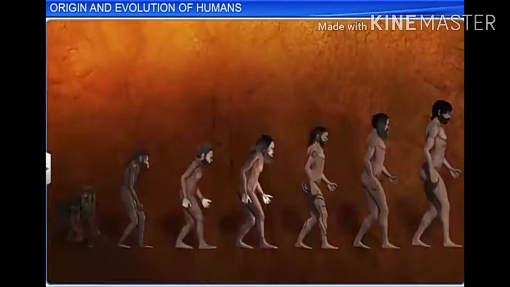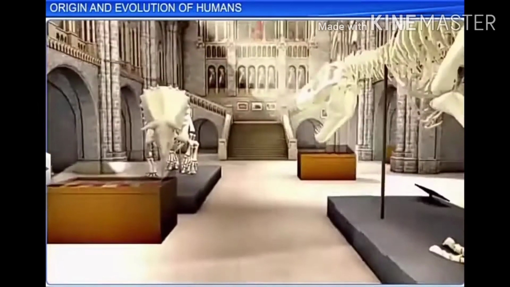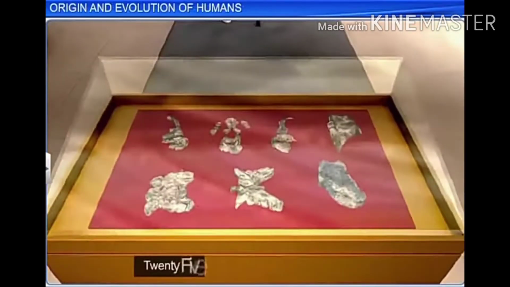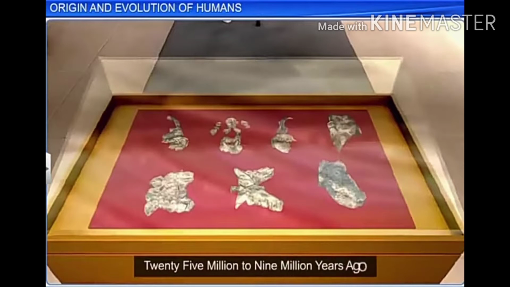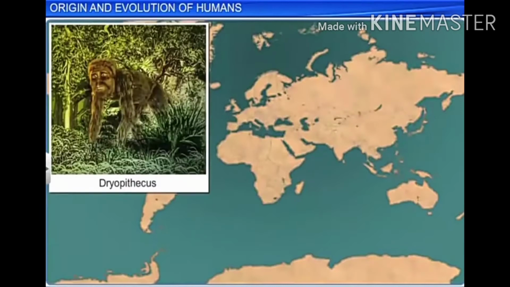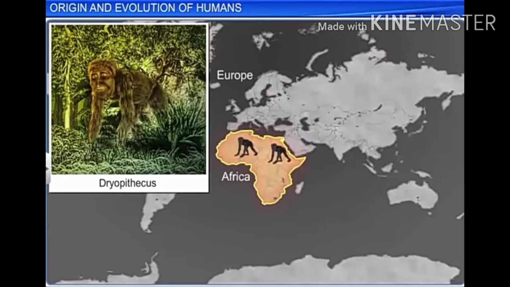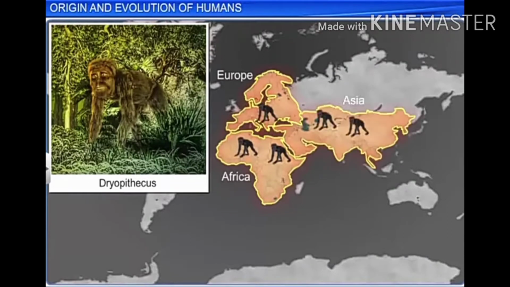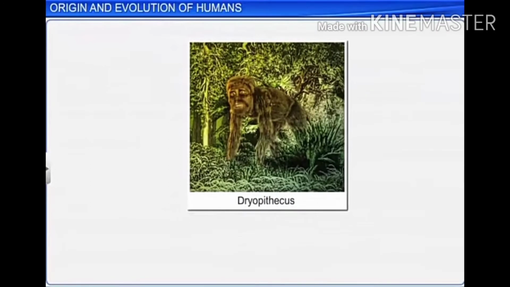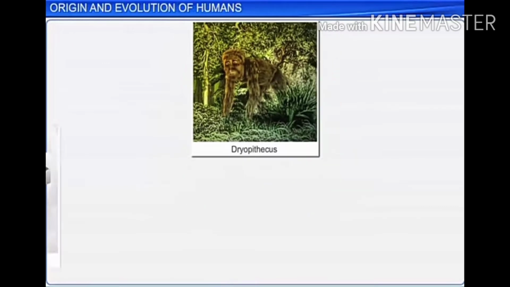The fossil evidence of the Upper Miocene epoch of the Cenozoic era show that around 25 million to 9 million years ago, Dryopithecus, a genus of ape, lived in eastern Africa, Europe, and Asia. The term Dryopithecus means the oak tree ape in Greek. It is representative of the early members of the ape lineage, such as gorillas and chimpanzees.